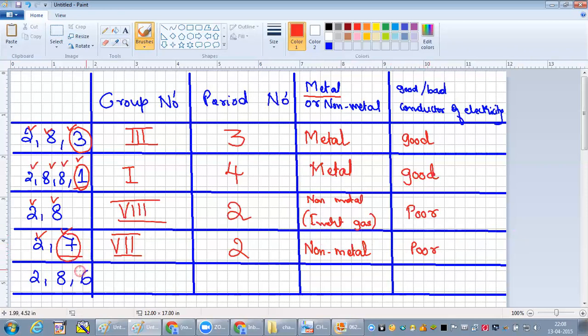The last of these, 6 electrons in its outermost shell, group number is 6. 3 shells are there, so it is in the third period, or period number is 3. 6 electrons in its outermost shell or orbit. So again this is going to be a non-metal. If it's a non-metal, the electrons are tightly bound, no free electrons, so they will be poor conductors of electricity.